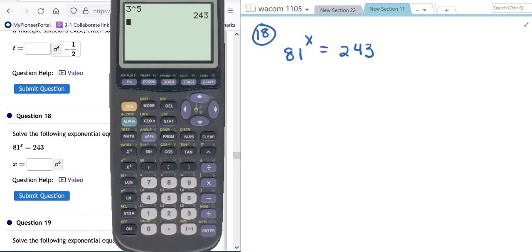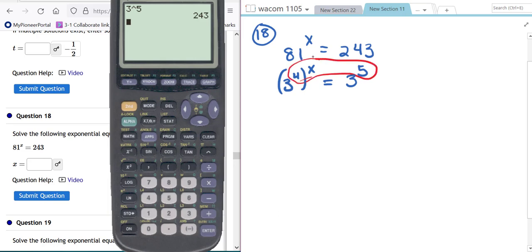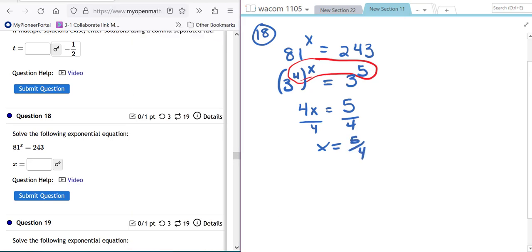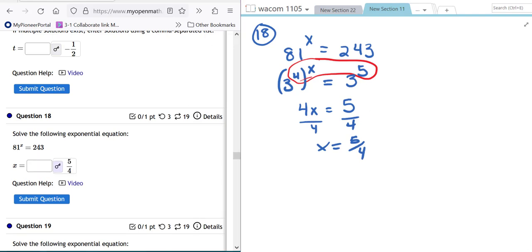All right, so I said that 3 works for the base. So this is 3 to the 4th to the x, and this is 3 to the 5th. And then you're good once you get that. And these two will multiply. So you're going to have 4x equals 5 and divide by 4. So x equals 5/4. Good.